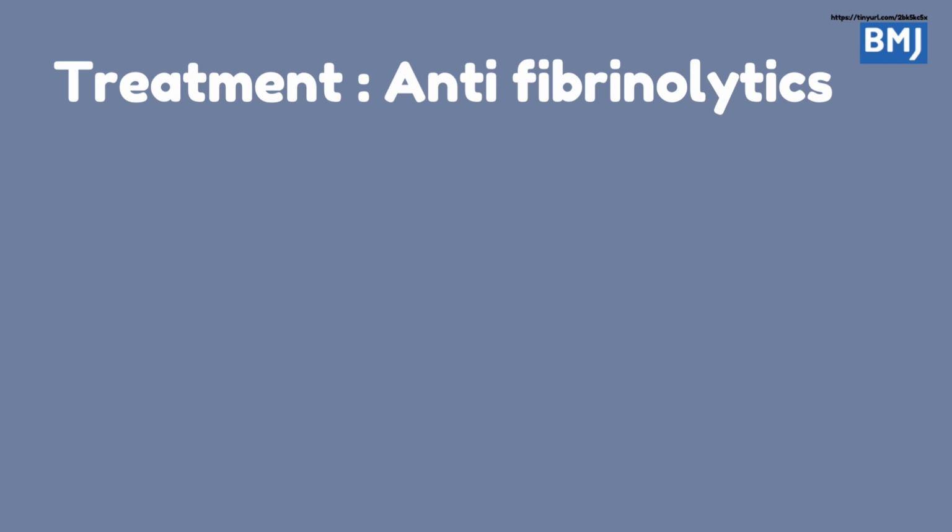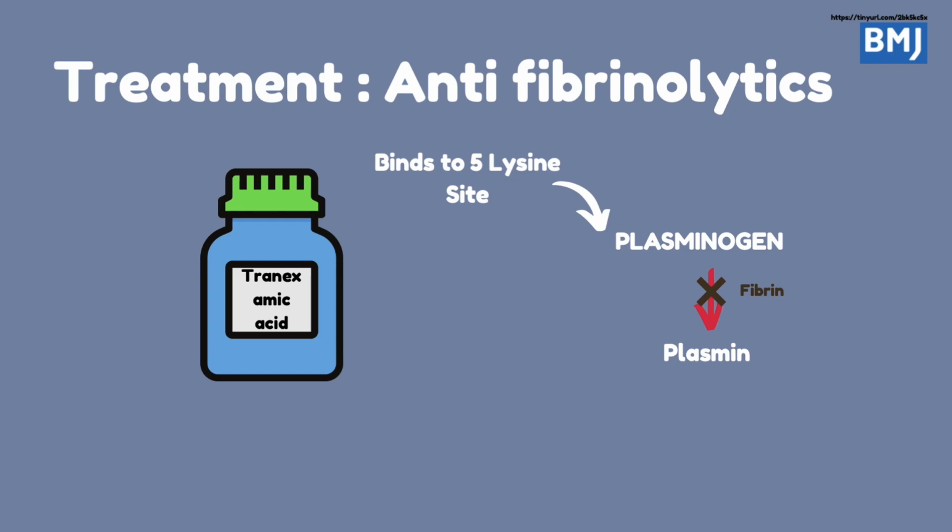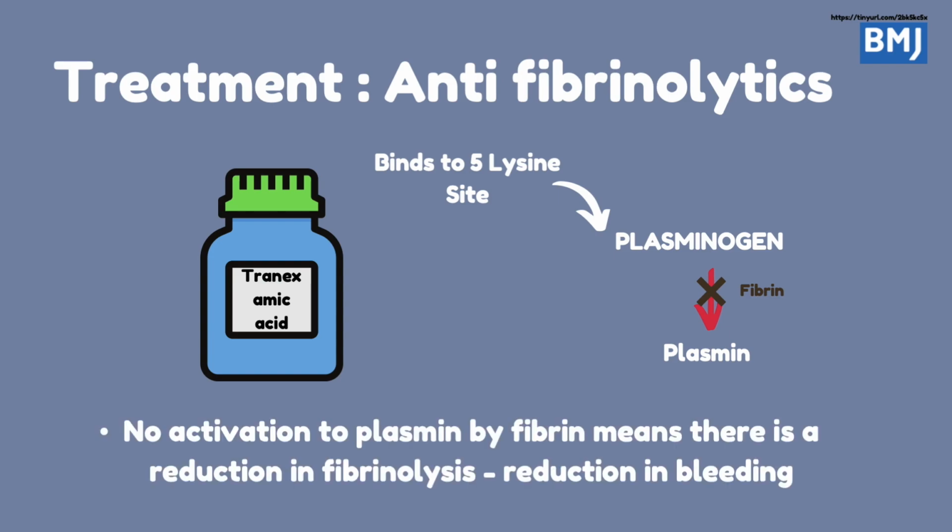The British Medical Journal, or BMJ, which is the leading clinical authority on treatment options, gives tranexamic acid, or TA, as an option. Its mechanism of action is that it binds to the 5-lysine site of plasminogen, blocking the binding of plasminogen to fibrin and its activation to plasmin. With no activation of plasmin, there is a reduction in fibrinolysis. This consequently will reduce the amount of bleeding.